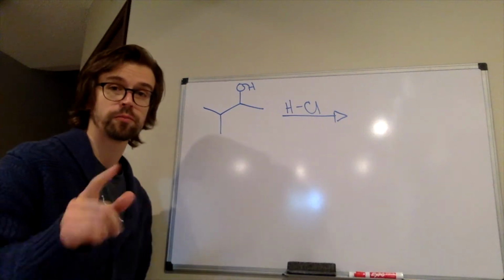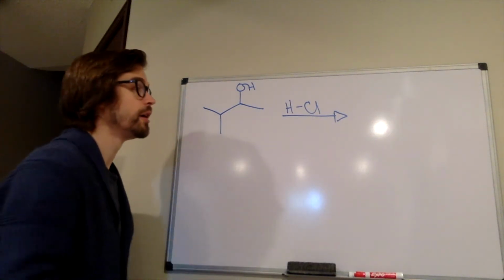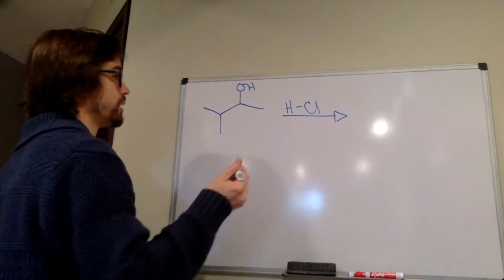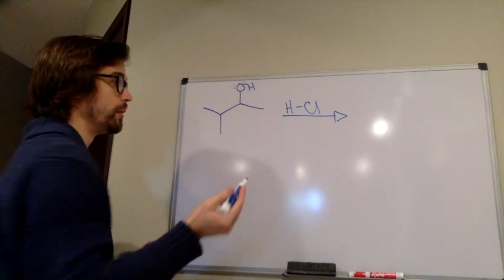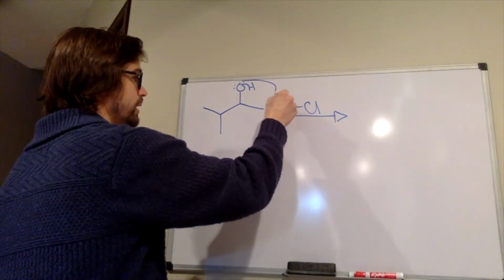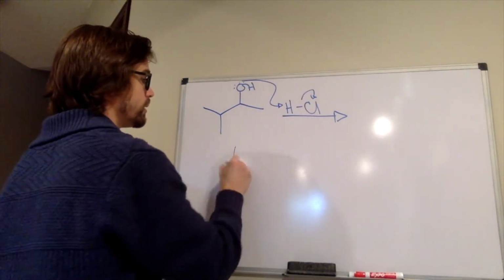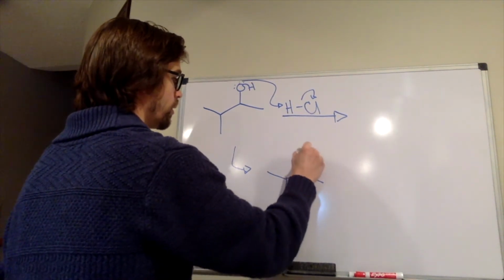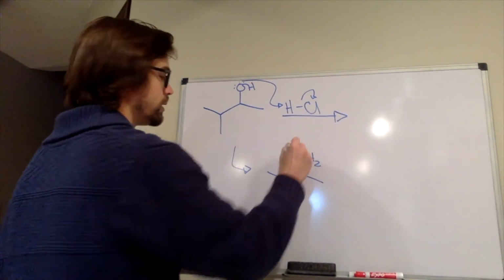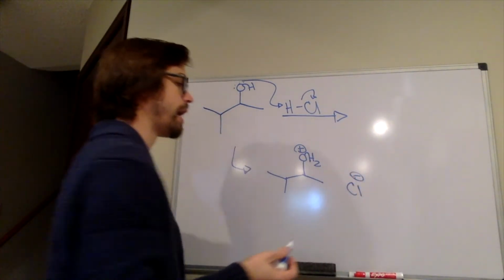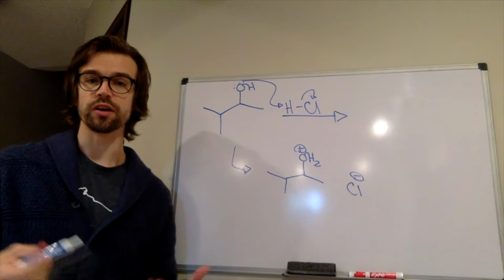Okay, so you've already paused it, you're back. What's going to happen when we mix these two substances together? So again, super strong acid. The alcohol is slightly basic. That's going to protonate. That would form OH2 plus. We have Cl minus around. We have a good leaving group.